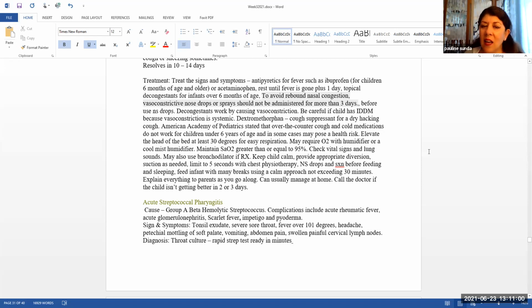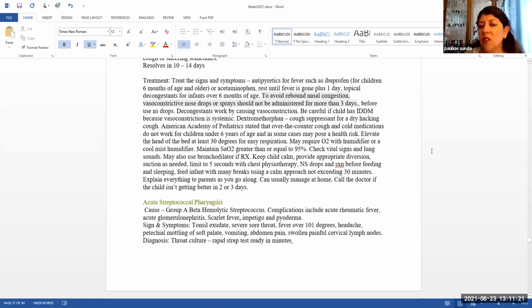You can elevate the head of the bed at least 30 degrees. That will help to ease respirations. They may require oxygen with a humidifier or a cool mist humidifier. We do want to maintain the SaO2 greater than or equal to 95. Check vital signs and lung sounds. They may require a bronchodilator.